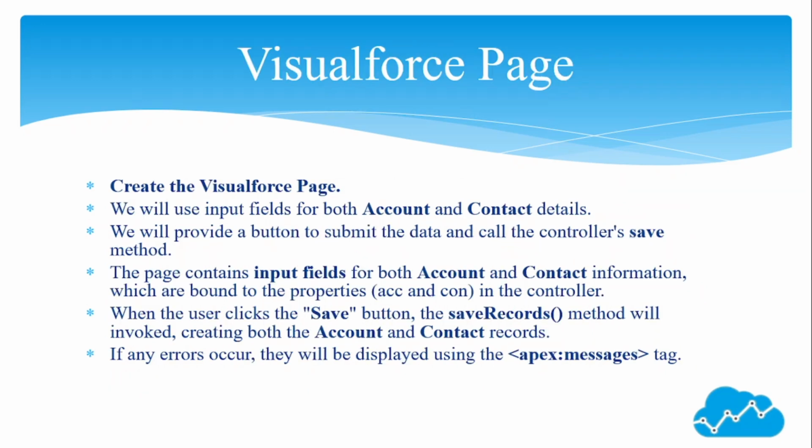Visualforce page. Create the Visualforce page. We will use input fields for both account and contact details. We will provide a button to submit the data and call the controller's save method. The page contains input fields for both account and contact information, which are bound to the properties account and contact in the controller. When the user clicks the save button, the save records method will be invoked, creating both the account and contact records. If any error occurs, it will be displayed using the apex:message tag.